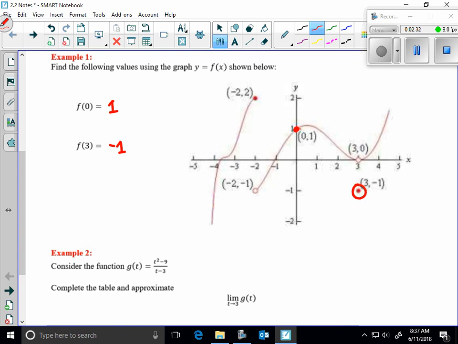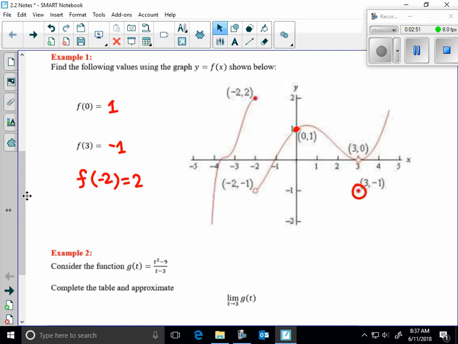So there could be some jump discontinuity. This is a removable discontinuity. There's different words for it. And just wanted to think about what f of negative 2 would equal. You can pause the video or just think about it. f of negative 2 is 2.